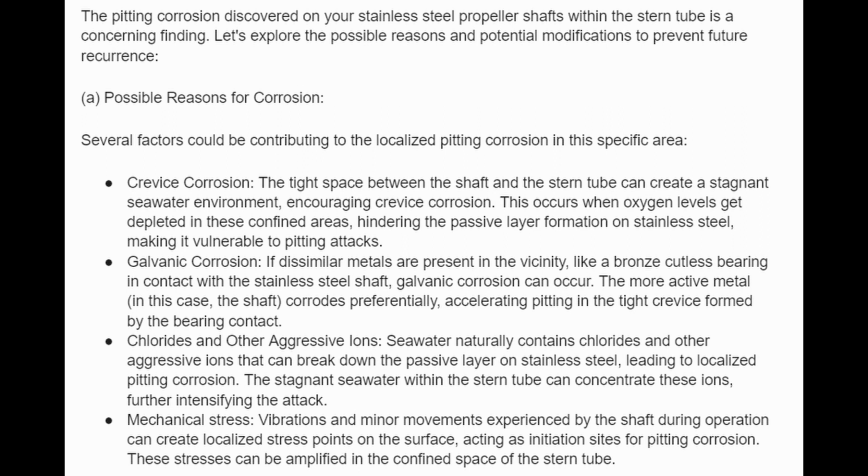Chlorides and other aggressive ions. Seawater naturally contains chlorides and other aggressive ions that can break down the passive layer on stainless steel, leading to localized pitting corrosion. The stagnant seawater within the stern tube can concentrate these ions, further intensifying the attack.